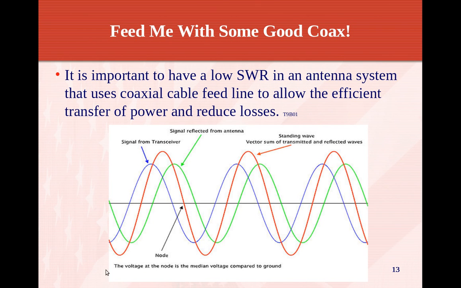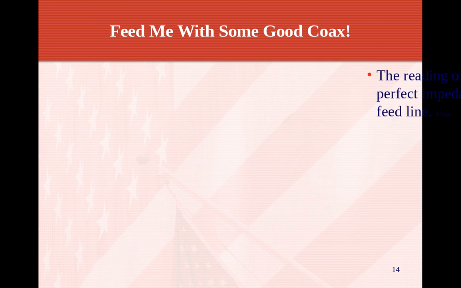So here is a voltage of your transceiver, your voltage of your reflective, and your standing wave. So your standing wave is actually RF energy flying back into the transmitter. It's bouncing off the antenna and flying back. It's called standing waves.